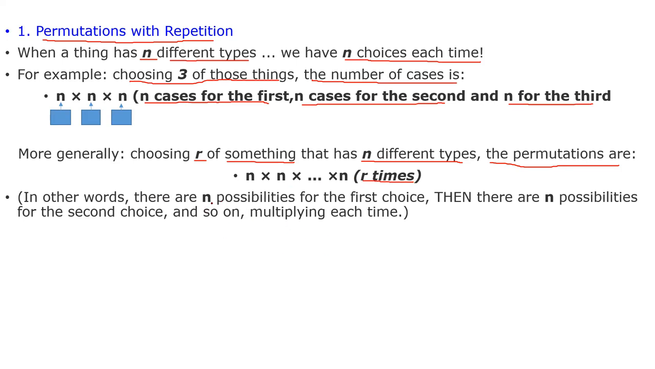In other words, there are n possibilities for the first choice. Then there are n possibilities for the second choice. And so on, multiplying each time. Which is n times n r times, which is equal to n to the r. This is called a permutation with repetition.